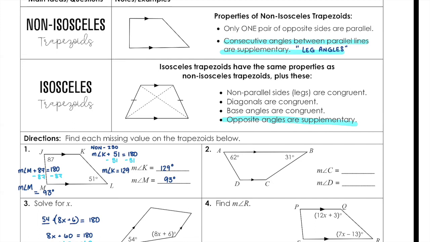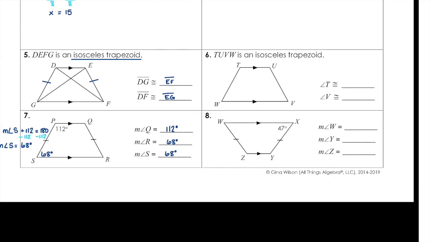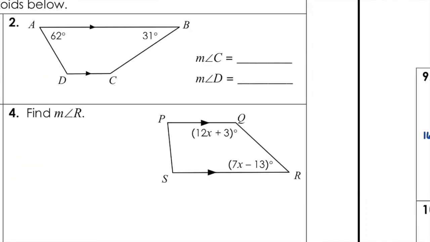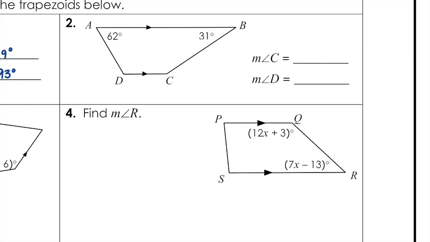So let's take a peek at number 2. Is that an isosceles or non-isosceles trapezoid? Non-isosceles. How do we know? The two diagonal lines are not congruent. The two legs don't tell me they are congruent. But what else in this trapezoid tells us it's not isosceles? Are the base angles congruent? What defines the base angle? These would be base angles in the same way that these would be base angles.